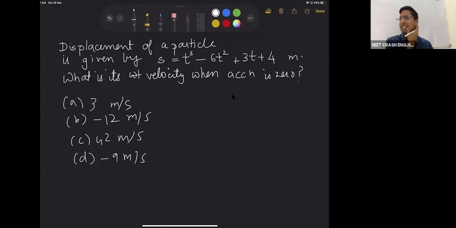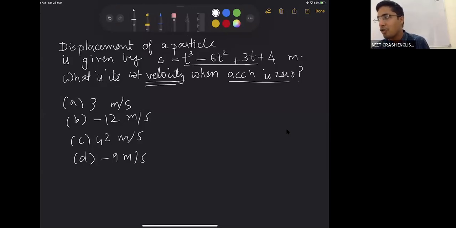So again, this is not as difficult as it seems. Let's now try to see how to do this. The way to do this is, first you are asked what is the velocity, but we have to first find out when the acceleration is 0, right? So let's write the expressions for each of them.